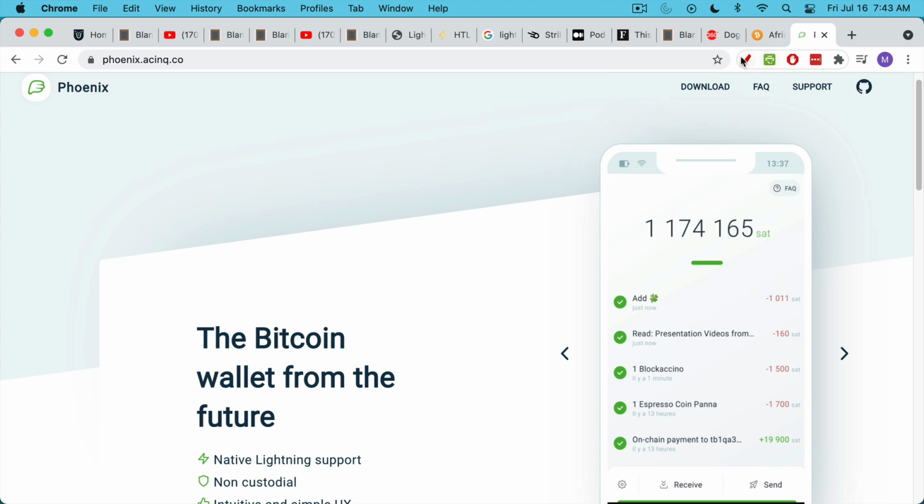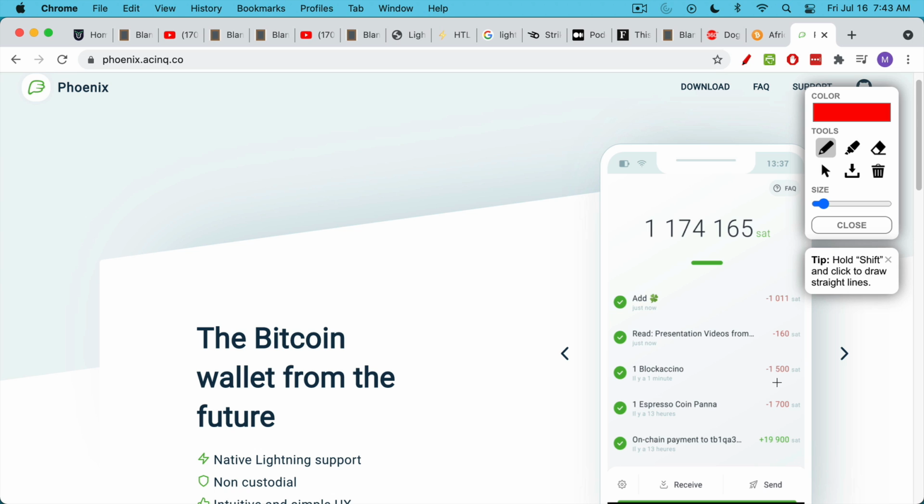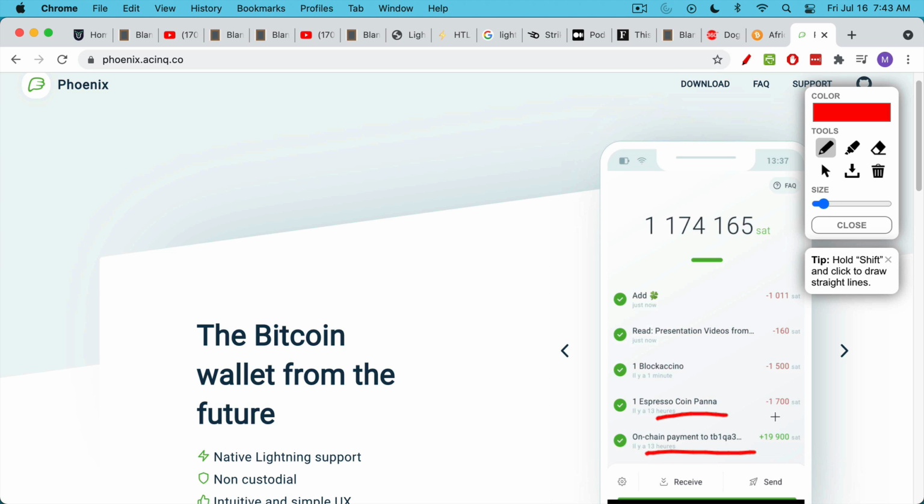We can see here an example of how someone's using the wallet to pay people, to buy espressos, etc. And these are very small amounts of money. There's 100 million sats in a Bitcoin. This is just 1,700 sats. So we're really talking about pennies or so.